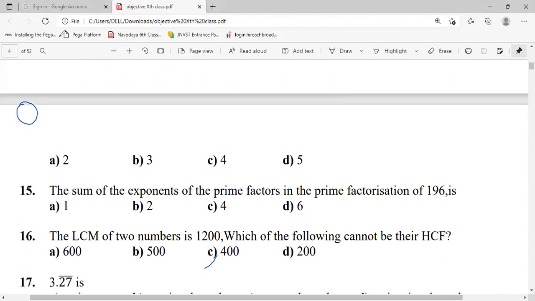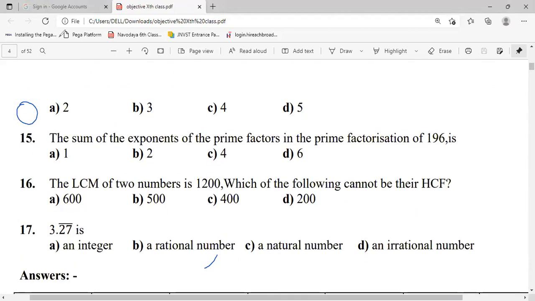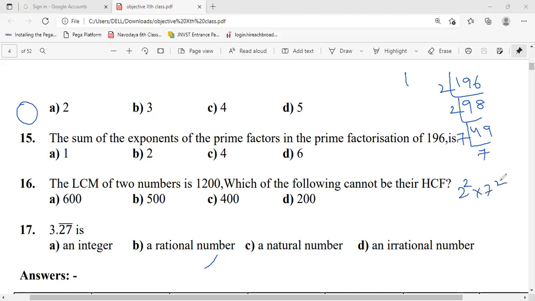And I'm going for the 15th. The sum of the exponents of the prime factors in the prime factorization of 196. You have to take the prime factorization of 196. 196, now this is 2 9s are 18, 2 4s are 8, 2 9s are 18, 7 7s are 49. That means 2 square and 7 square. What are the exponents? 2 and 2. So that means 2 plus 2, that is, the answer is 4.